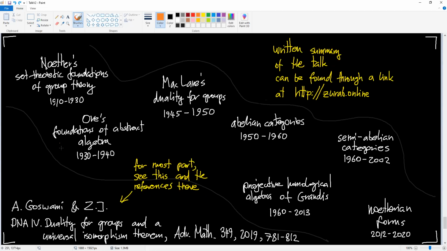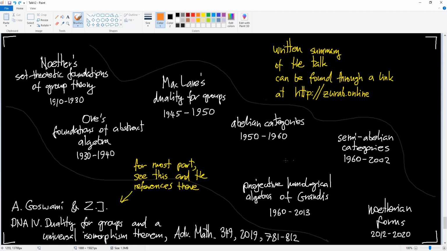Ore was also working in that area. There was a series of papers he wrote in Foundations of Abstract Algebra, which later led to, of course, everybody knows this, the study of algebraic structures, specifically groups, in terms of subgroup lattices. Then there is Mac Lane's paper, Duality for Groups, where he almost did what we're doing here with Noetherian forms, except that he did it in the abelian case, and that gave rise to the notion of an abelian category.